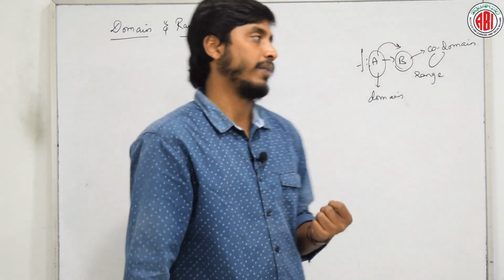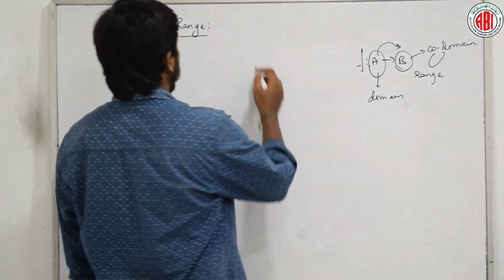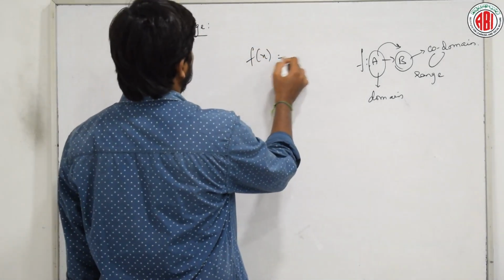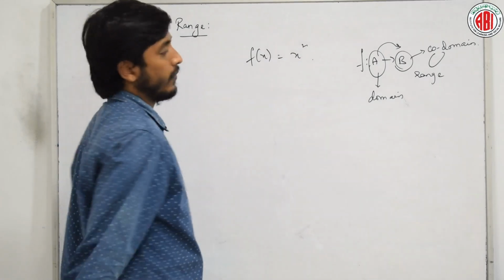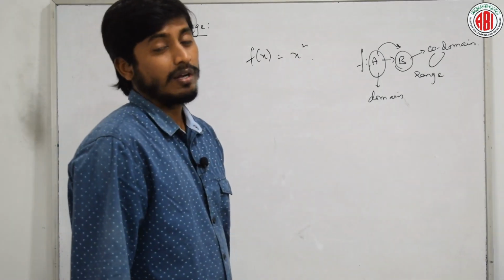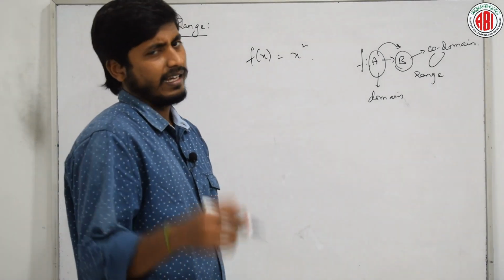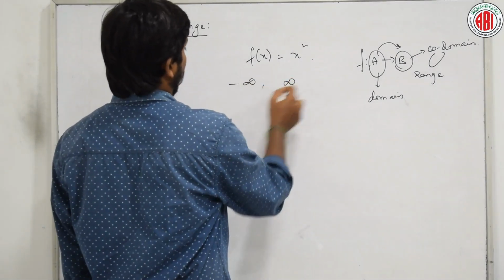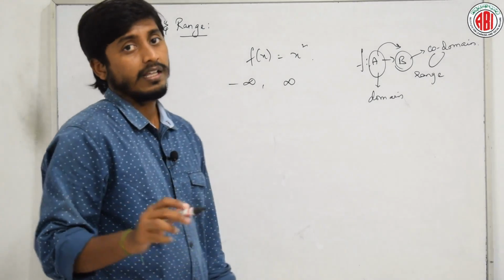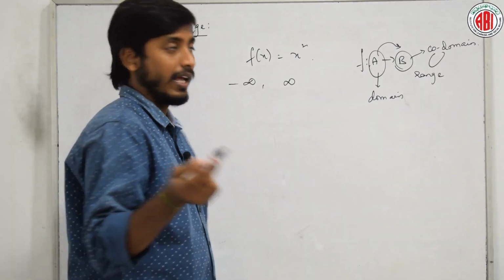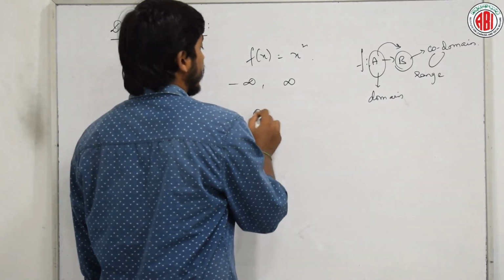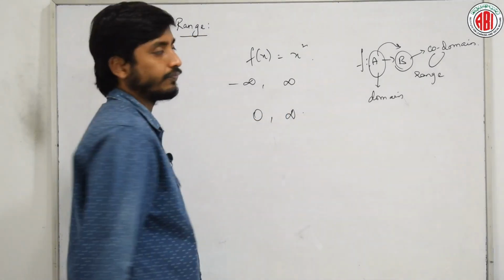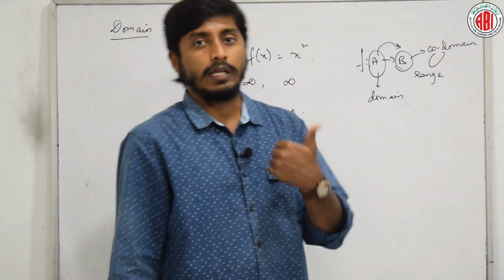Clear? Now tell me, for example, if I say f of x is equal to x square, just tell me what all numbers I can substitute in that. I can substitute any value, right? I can substitute from minus infinity to plus infinity, isn't it? Then what am I going to get? I am going to get only a positive number, 0 to infinity. Yes or no? Yes, right?